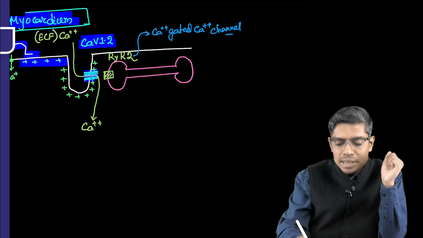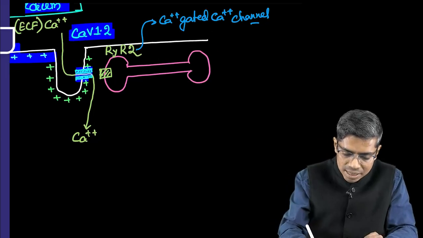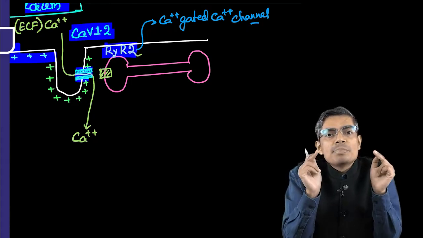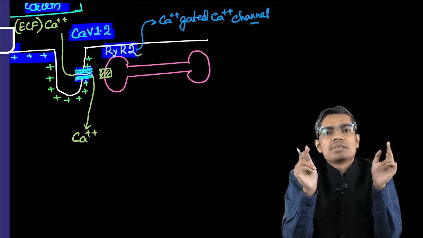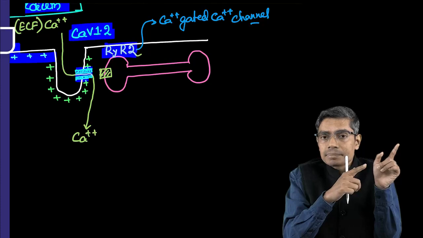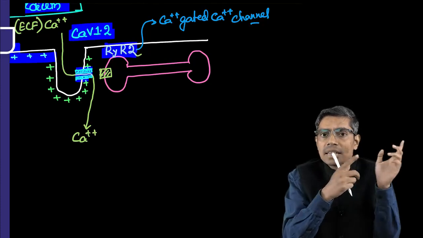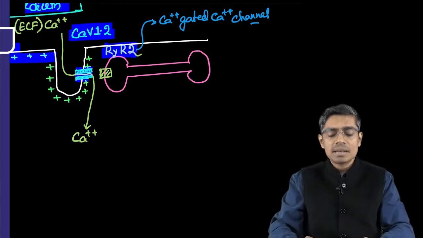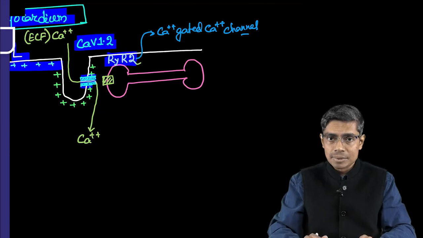What do you mean by this? It means the RYR channel contains a gate, and that gate will open in presence of calcium. That's why this is known as a calcium gated calcium channel. In case of skeletal muscle, there is mechanical interaction, so that is a mechanical channel. RYR type 1 is a mechanical channel, but here it is a calcium gated calcium channel.